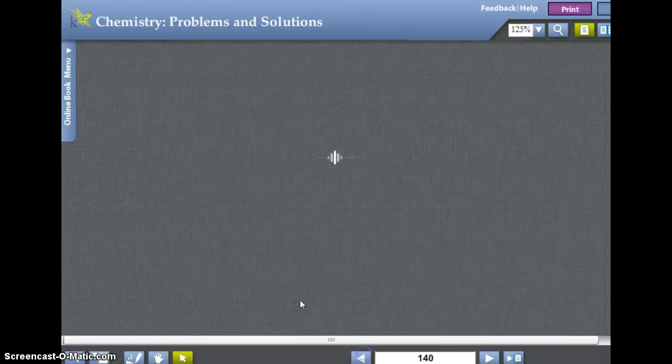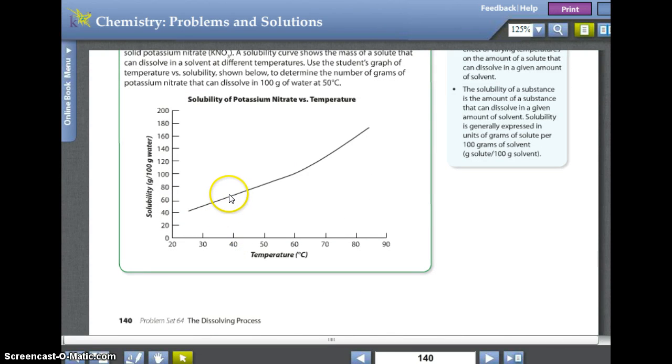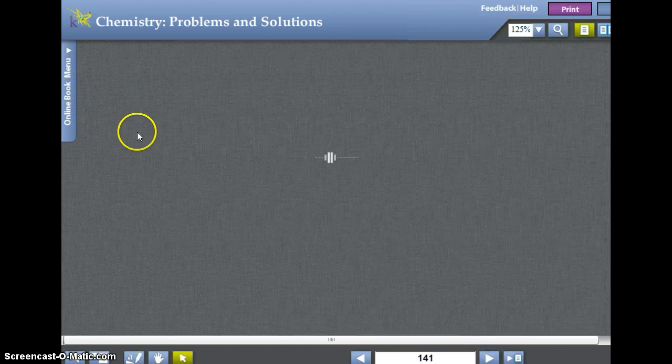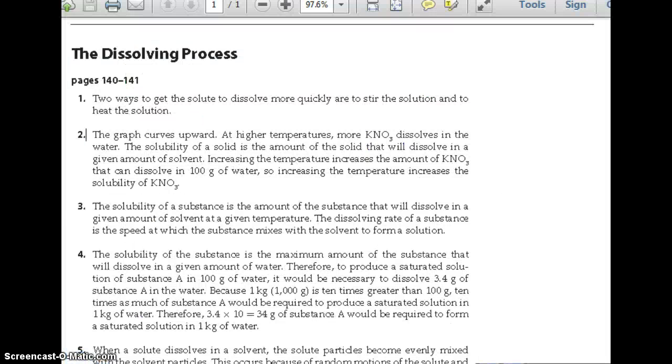If this was a lab question, I would ask for data. And so what you would tell me is you would say at 40 degrees, only about 65 grams can dissolve, whereas at 80 degrees, almost 160 can dissolve. And our last question, explain the difference between solubility and dissolving rate. The solubility of a substance is the amount of the substance that will dissolve in the given amount of solvent at a given temperature. The dissolving rate of a substance is the speed at which the substance mixes with the solvent to form the solution.